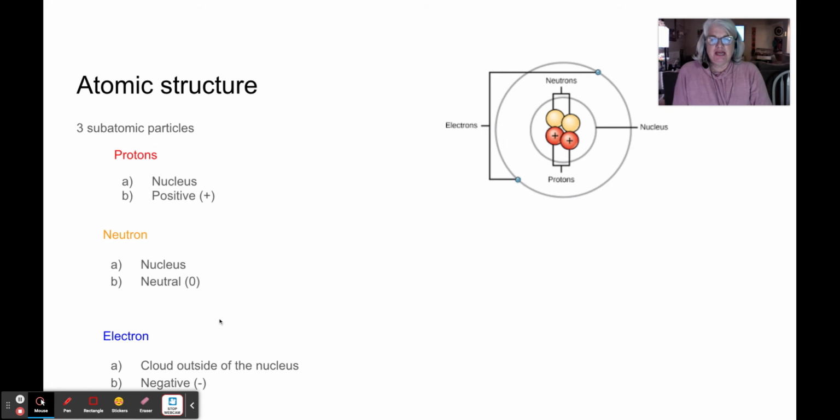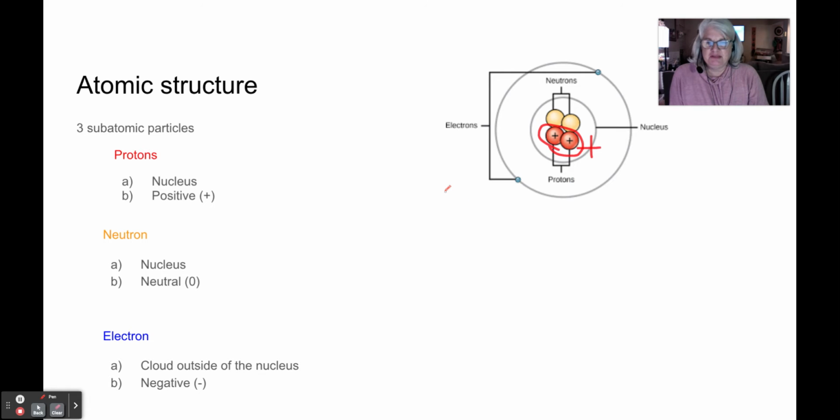Just to review, we kind of went over what the subatomic particles look like. So if you remember, you've got protons. Protons are found in the nucleus. They have a positive charge. They account for part of the mass of the nucleus. Then we also have the neutrons, which are also in the nucleus. They do not have a charge, but they both account for the mass of the atom.